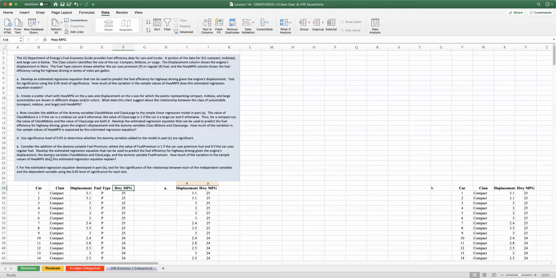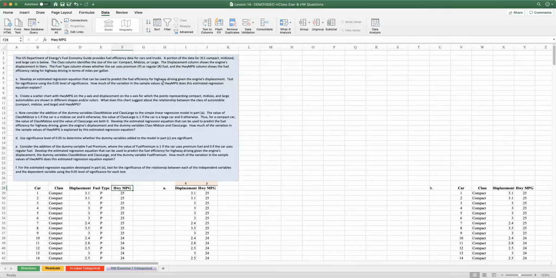I'll try to chop up the videos so we don't have too much going in one video and spread this out a little bit. But first, what we're going to do is develop a regression estimated equation that can be used to predict the fuel efficiency for highway driving given the engine's displacement. Then we'll test for significance using a 5% level of significance and assess how much of the variation in the sample values this regression equation explains.